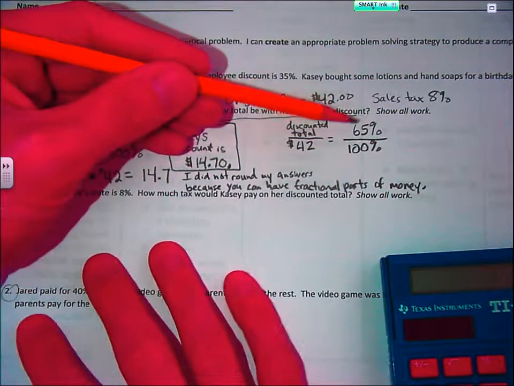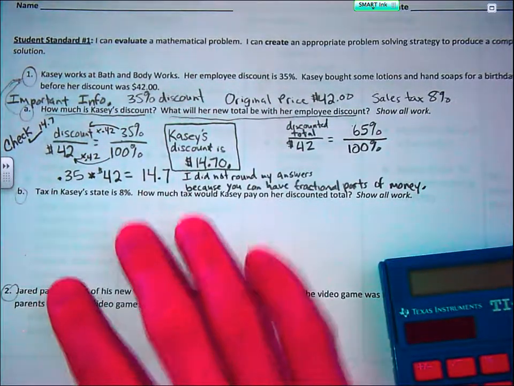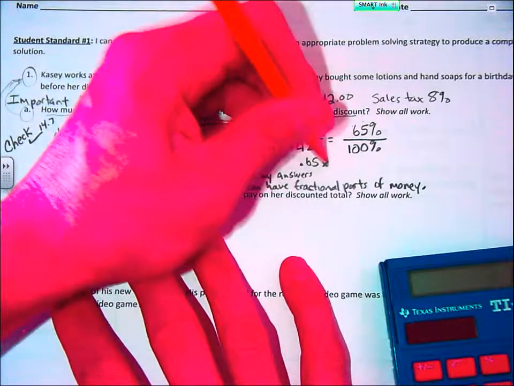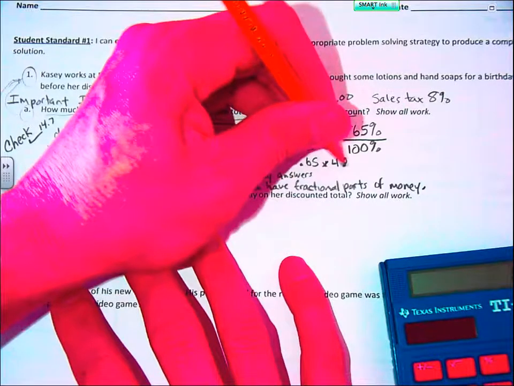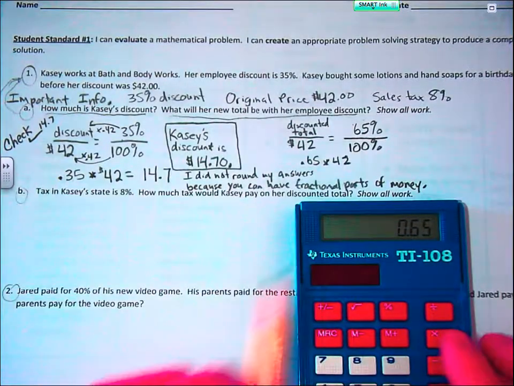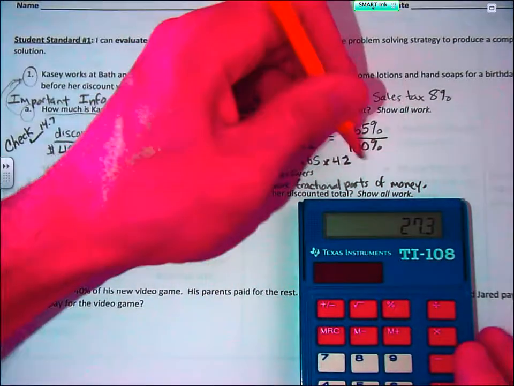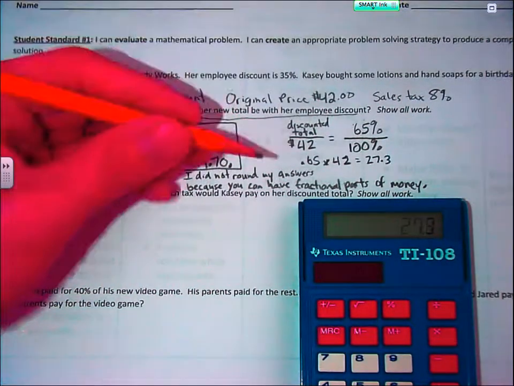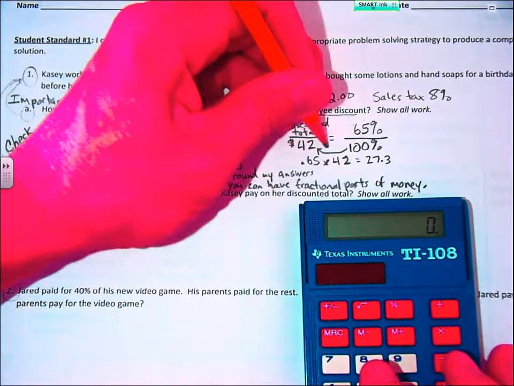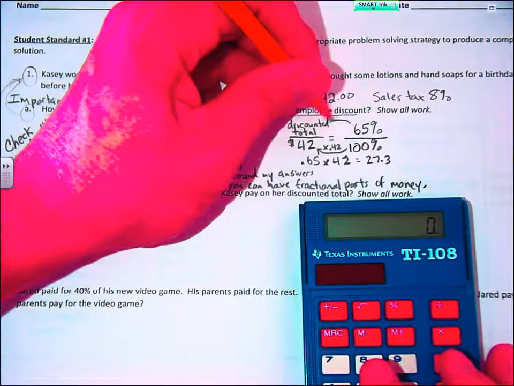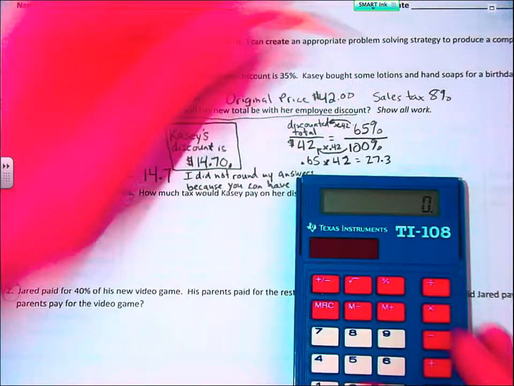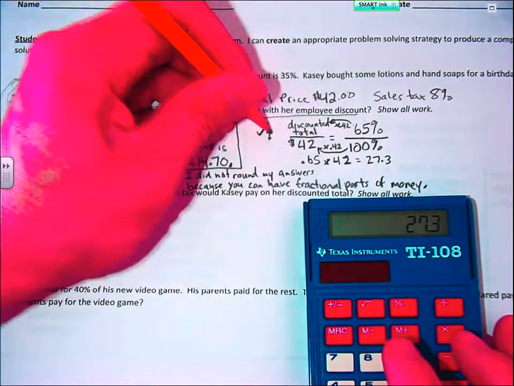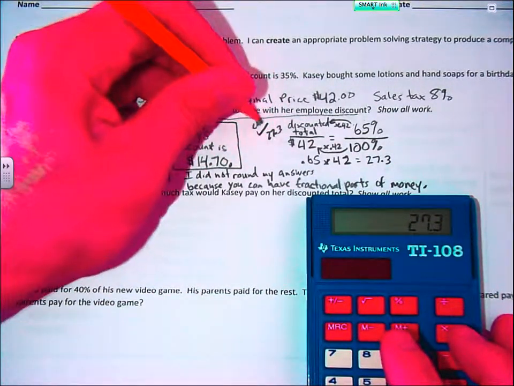Once again, I'm finding a percent of a whole. So I would use Hank's method. I would take 0.65, turn the percent into a decimal, multiply it by the whole, and then that should equal my answer, which would be $27.30. I could do the same thing here to get from 100 to 42. I know I can times it by 0.42. I could take 65 times 0.42, and that would equal $27.30. And so that could be a check.